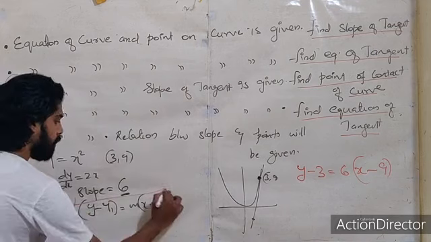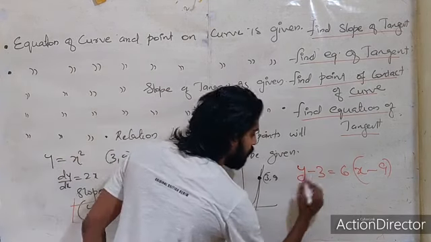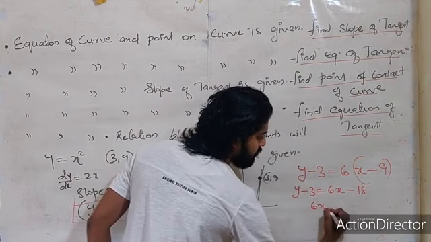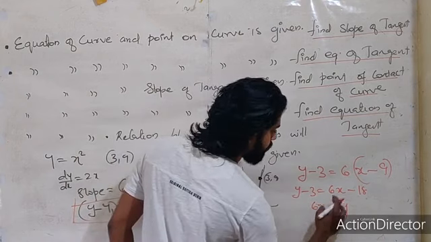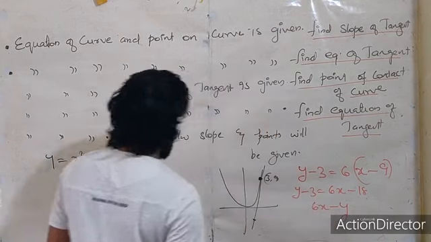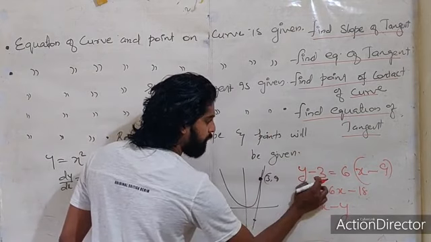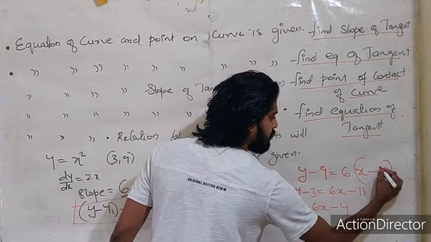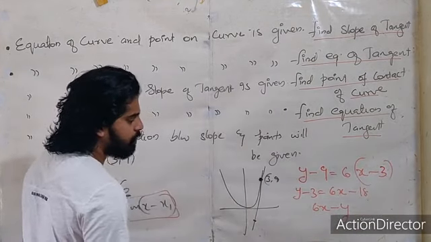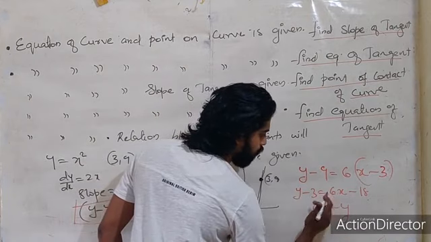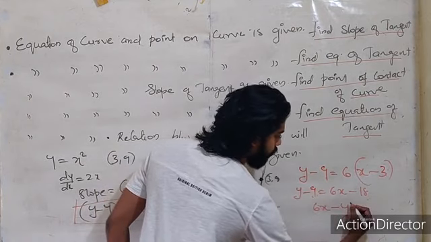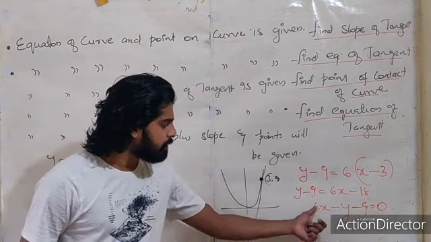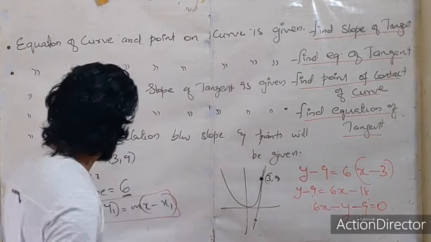You just need to simplify that. Okay, so y minus 9 is equal to 6x minus 18. On simplifying this, 6x minus y, so here will be 9. So 6x minus y minus 9 equal to 0. So this is the equation. Okay, 6x minus y minus 9 equal to 0.